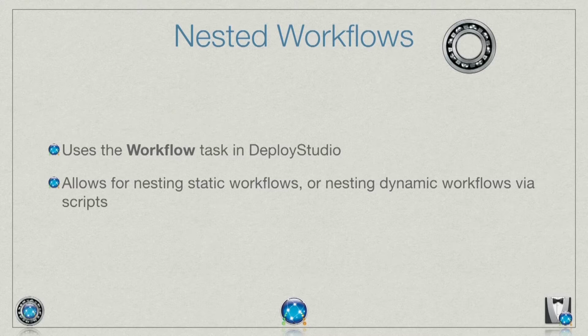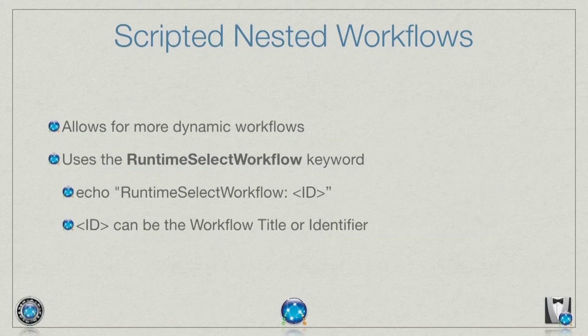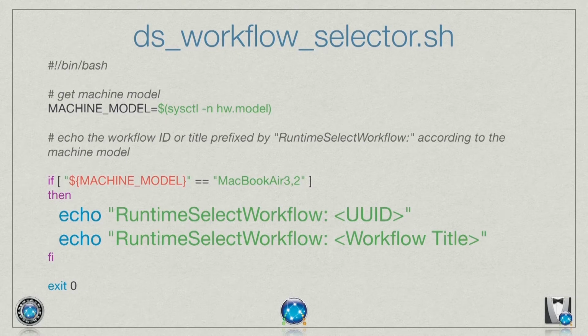You use the workflow task in DeployStudio, and it allows for either static or dynamic workflows via scripts. If you use the workflow task item, you can embed a static workflow, so that when you run this workflow, it always calls this other workflow no matter what. It's static, it doesn't change. The other option is dynamic workflows, which use a keyword that you can output in the DeployStudio runtime to change the workflow that you use. In this case, you can echo out runtime select workflow and then give it an identifier, which can be either the UUID of the workflow or the title of the workflow.